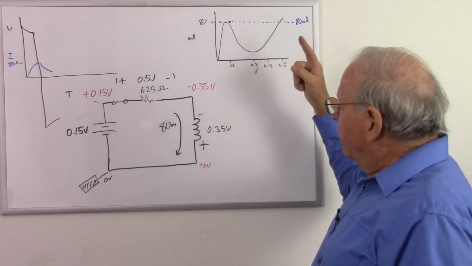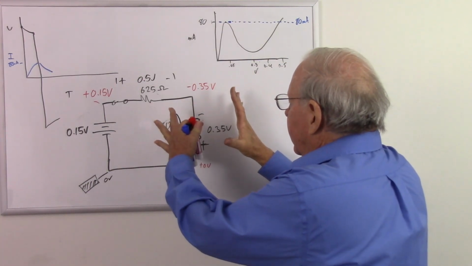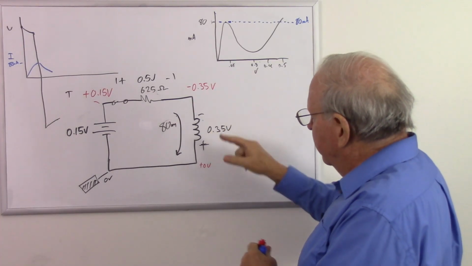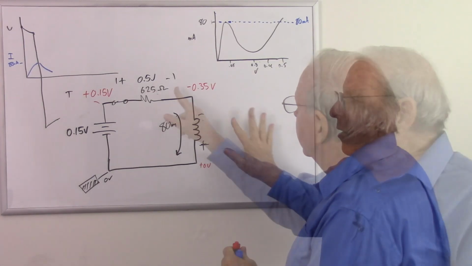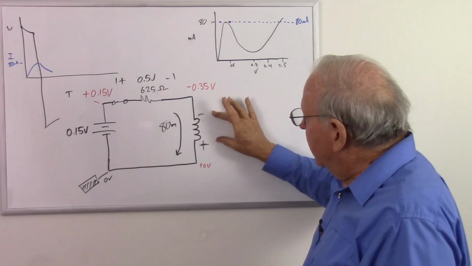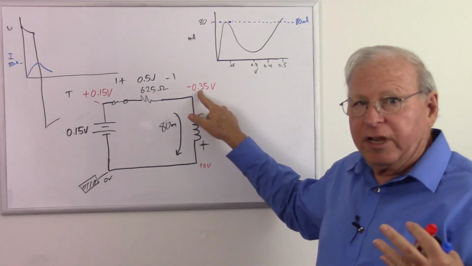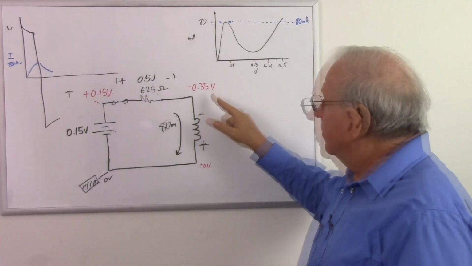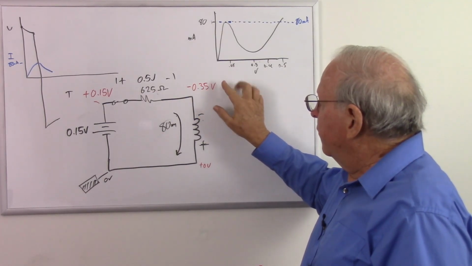So now what's going to happen? This magnetic field is now collapsing, and that means that the voltage across here is going to be getting less and less, which means as this voltage decreases, that means that this voltage is going to decrease. Its absolute voltage means it's going to get closer to zero. So it's minus 0.35 volts now.